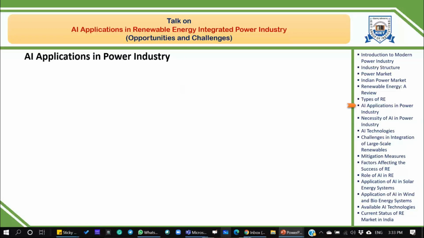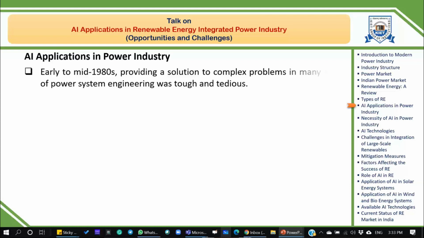Now the main topic, that is AI application in the power industry. I'm going to present a very small historical background for the AI application in the power industry. Most of the people, and especially our students, say AI is a very advanced and new thing, and now people are looking towards AI. But friends, AI application in the power industry is not a new one.